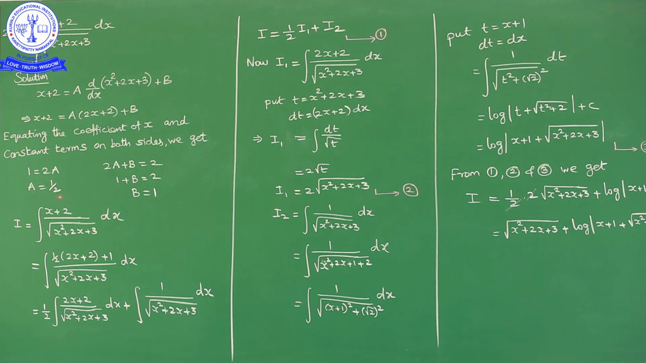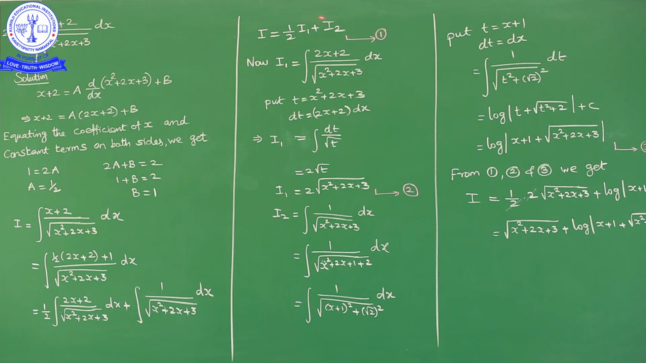So 2a is equal to 1, a is equal to half. Constant term: 2a plus b is equal to 2. So 2a is 1, substituting 1 here, 1 plus b is equal to 2. So b is equal to 1. So we can write x plus 2 as half into 2x plus 2 plus 1. So given integration I, we can reduce it like this. Now I will split this as a sum of two integrations, that is half integral 2x plus 2 upon square root of x square plus 2x plus 3 dx plus 1 upon square root of x square plus 2x plus 3 dx.